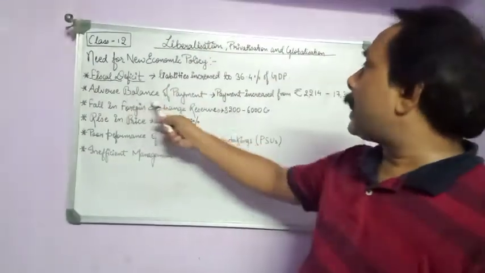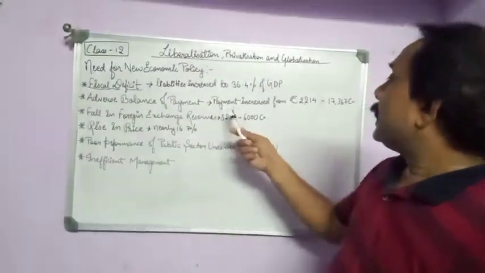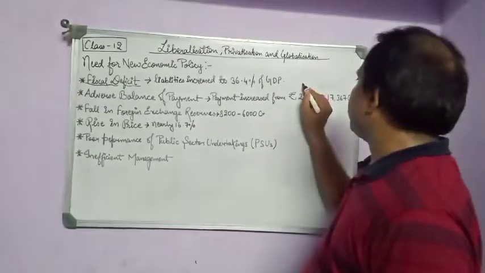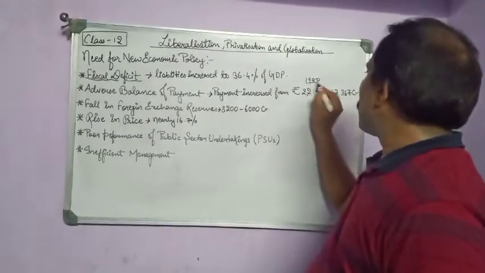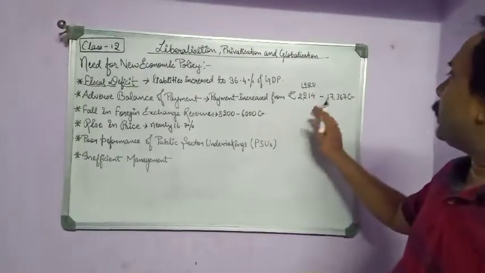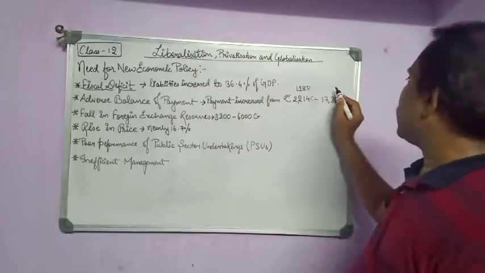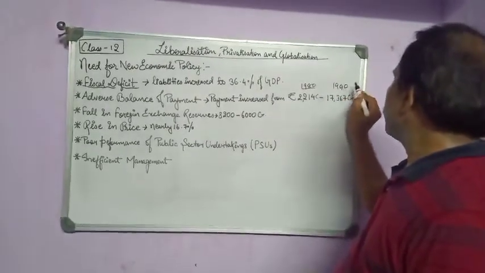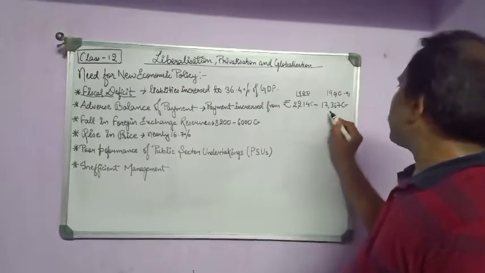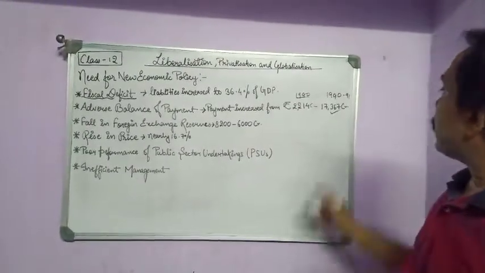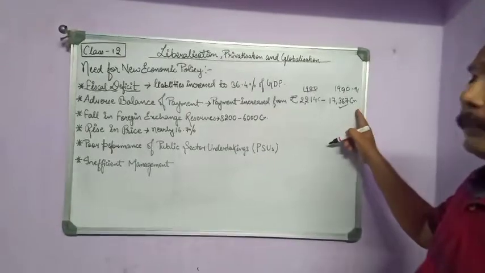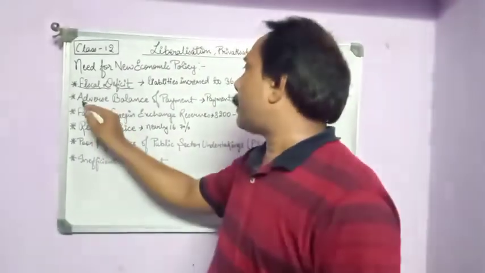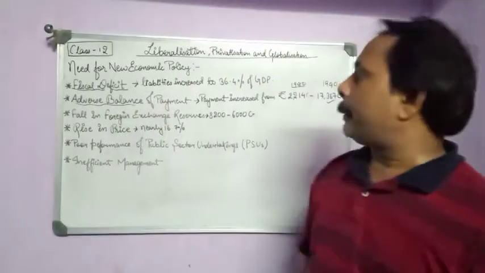The adverse balance of payment indicates that in the year 1980 it was only 2214 crore, which increased up to 17,367 crores in 1990-91. So it indicates that it has created the problem of adverse balance of payment.